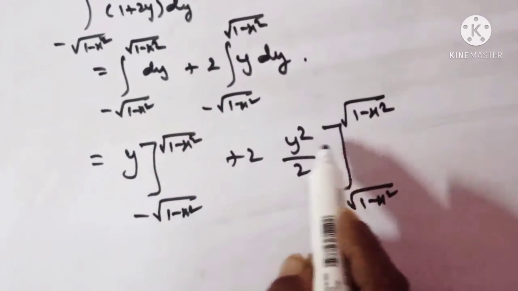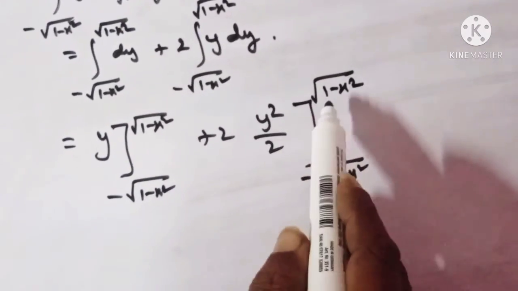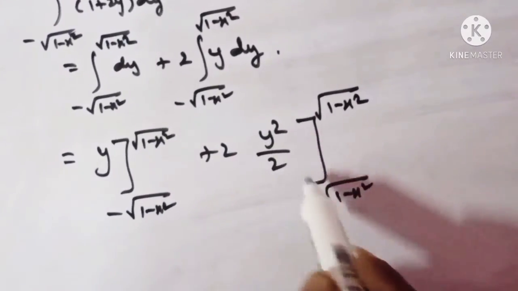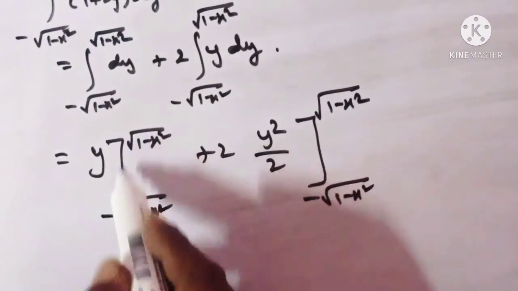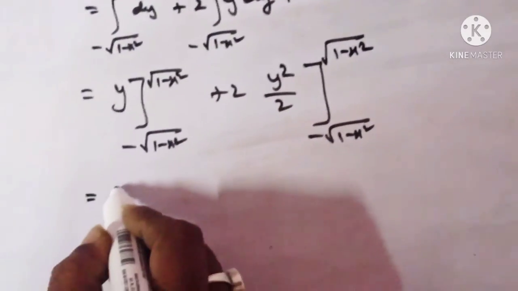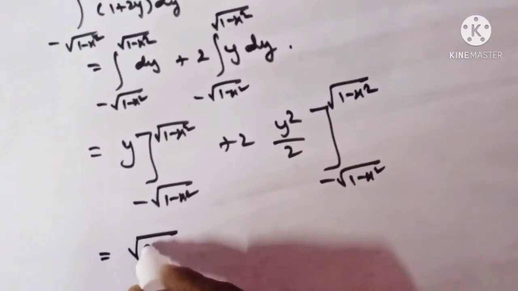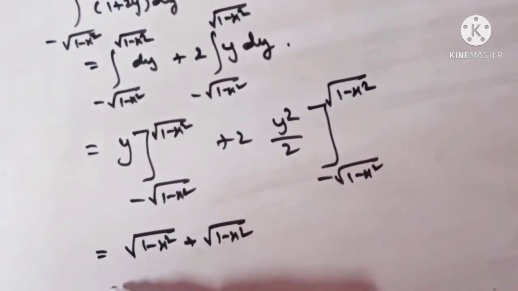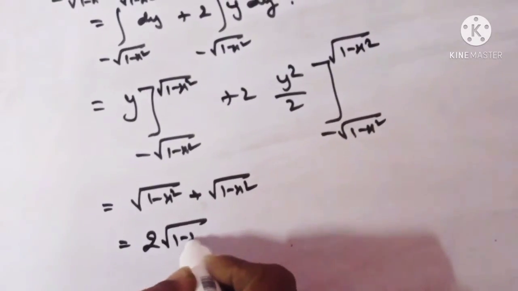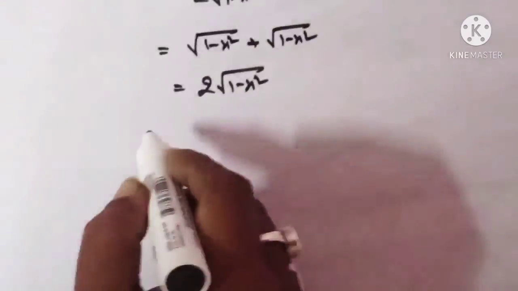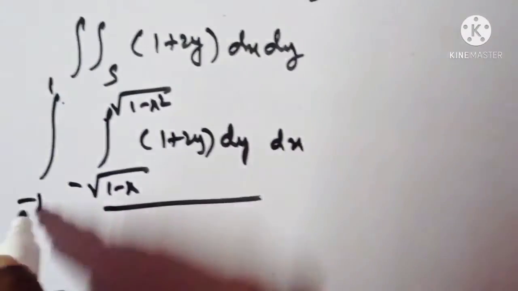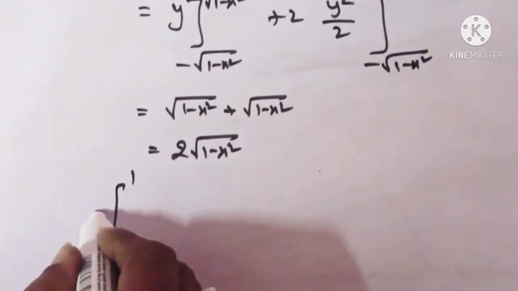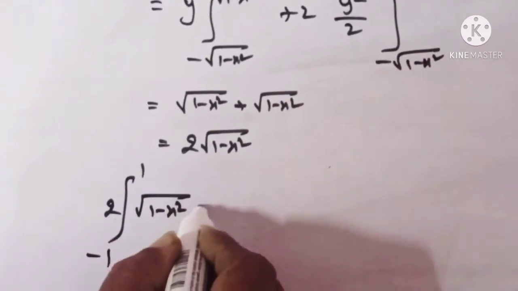Here you will find that this will be 0, because upper limit minus lower limit, if you do here, you will get 0, only the value you will get here, and this will be equal to upper limit root 1 minus x square minus, plus root over 1 minus x square, and this comes out to be 2 root 1 minus x square. Now the next part, that is minus 1 to 1, 2 root 1 minus x square dx.